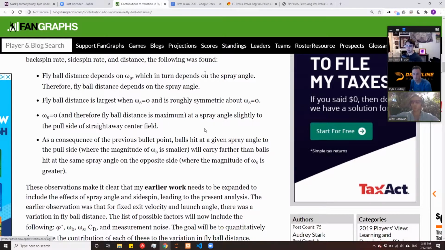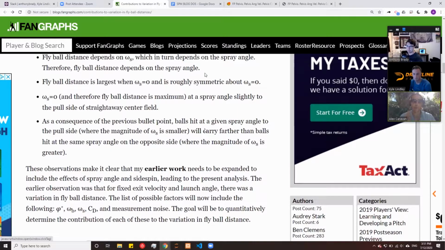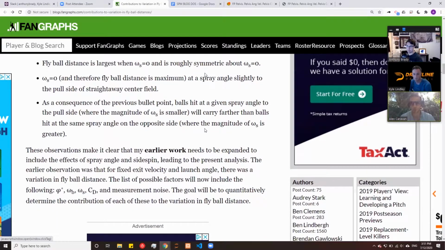If you have the same magnitude of negative side spin and positive side spin, then the distance should be similar on both ends. And the point where side spin is zero is just a little bit on the pull side of center field. So we can put all these together and conclude that roughly, balls hit at a given spray angle just a little bit to the pull side, where side spin is closest to zero, will carry further than balls hit at that same spray angle on the opposite side.